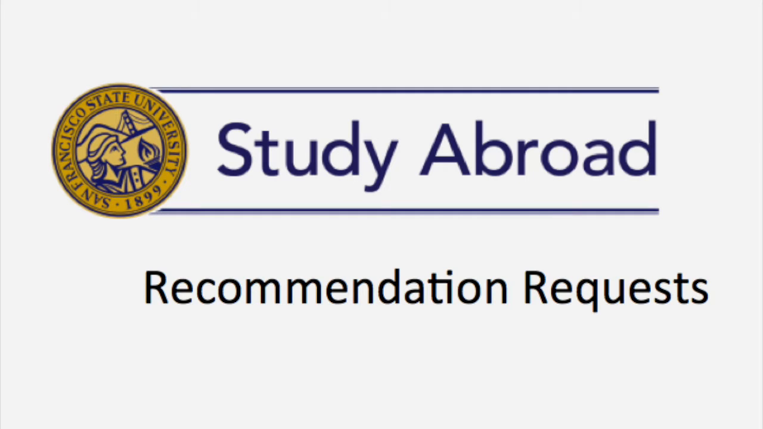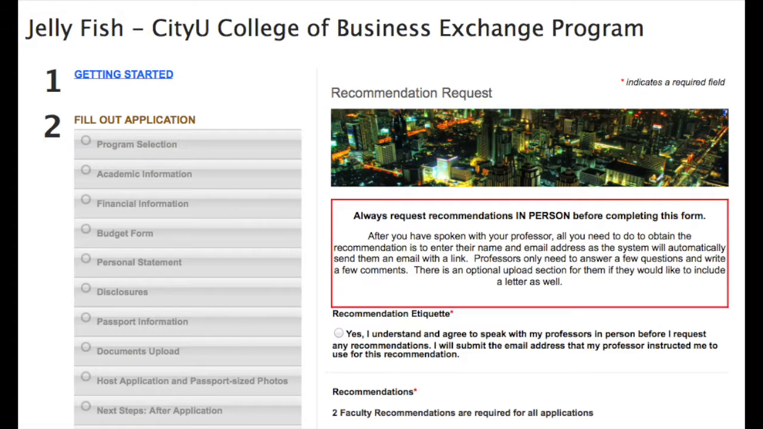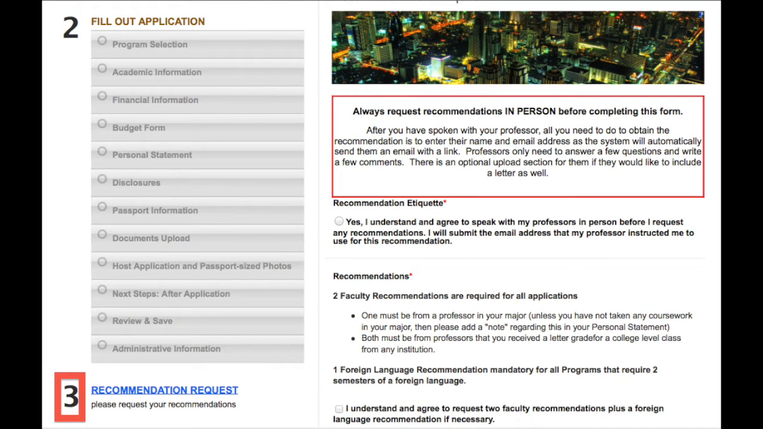When you are ready to begin requesting recommendations for your San Francisco State Exchange program, you will first want to open your application in Horizons and click on the Recommendation Request section on the left-hand side. In this example of the fictitious student Jellyfish, you can see that the recommendations are Section 3. Click on the words Recommendation Request. This will enable you to see the instructions pictured on the right-hand side.